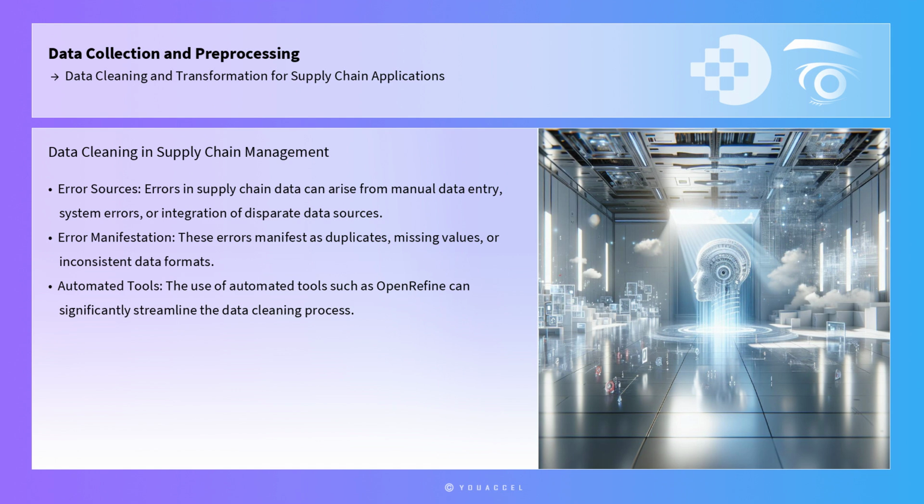The first step in data cleaning involves identifying and correcting errors in the dataset. Errors in supply chain data can arise from various sources, including manual data entry, system errors, or integration of disparate data sources. These errors manifest as duplicates, missing values, or inconsistent data formats. The use of automated tools such as OpenRefine, a powerful tool for cleaning messy data, can significantly streamline this process. OpenRefine allows users to explore large datasets and identify patterns or inconsistencies that require cleaning.